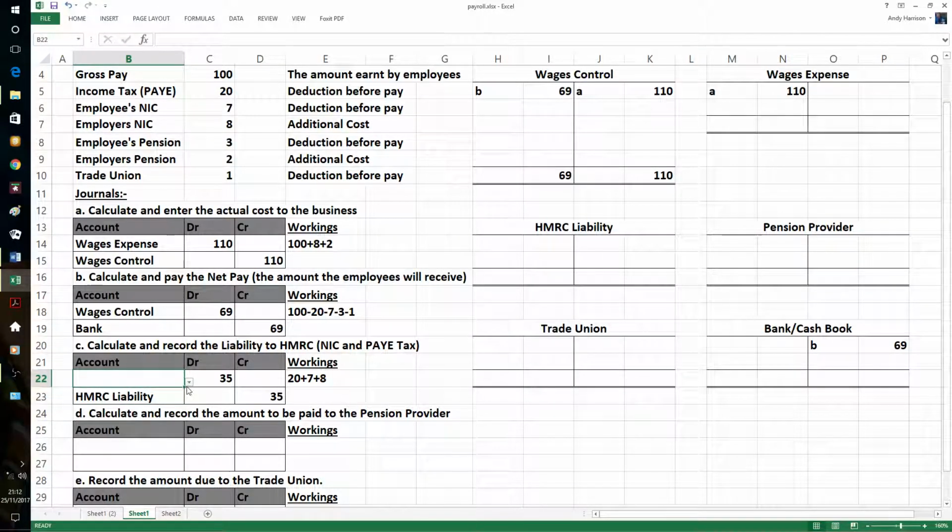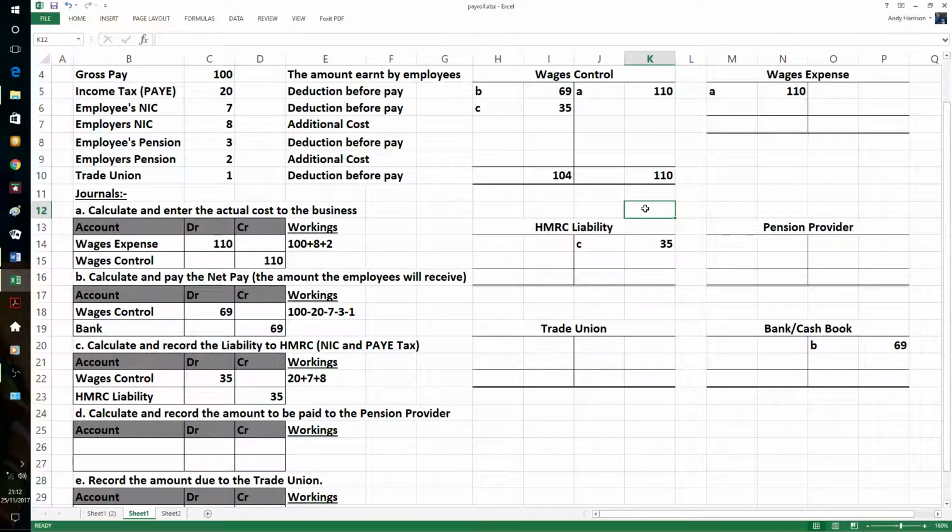So we're actually starting to see a little bit of a pattern here. Debit the wages control, and show the fact that we owe HMRC some money. It will be at least a week before we actually pay that over to the government, even if you paid on a weekly basis.